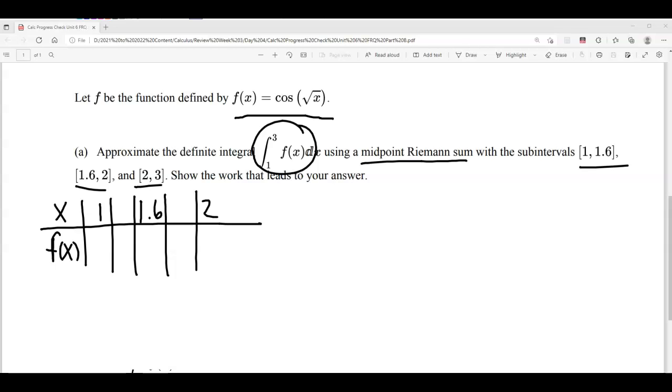Well, actually, no, I won't. We'll skip doing these because we don't care about those. We only care about these y values, the midpoint y values. So let's go ahead and find our midpoints here. So how do we do that?